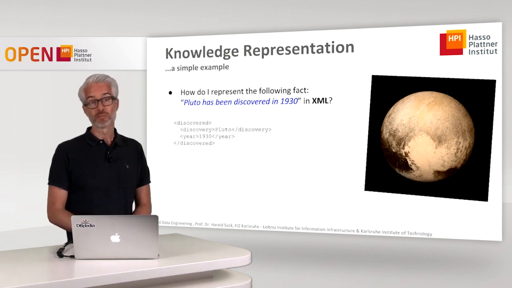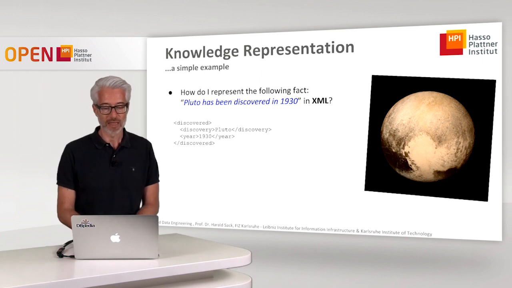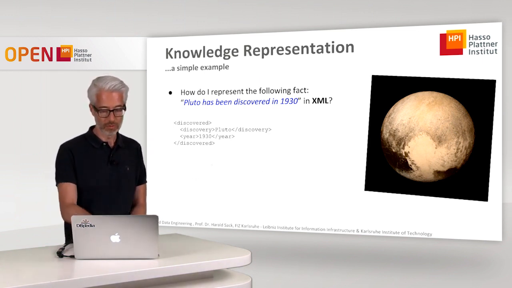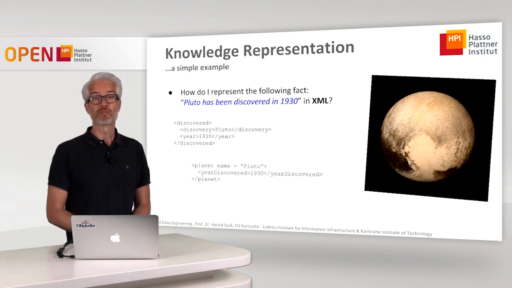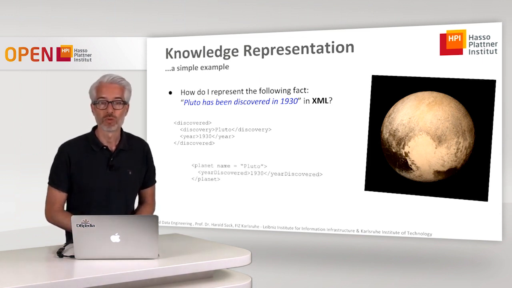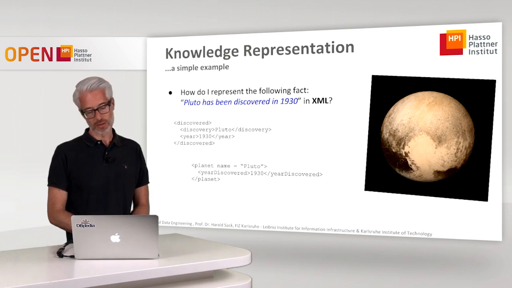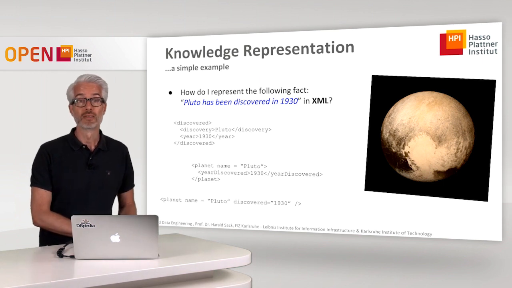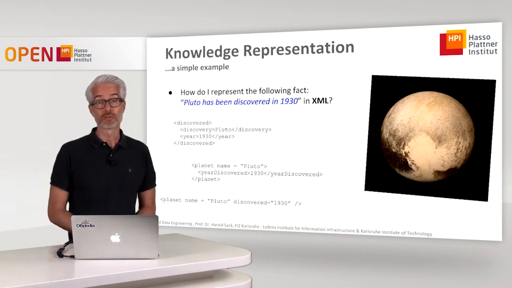So, for example, you could make it much more explicit. Here you define something which has been discovered and you say the discovery is Pluto and the year is 1930. Or you say you have a planet which name has Pluto and then you have a property that you call year discovered and this then has the value 1930. Or the same representation that we had before, the shorter one, planet with two attributes, Pluto and discovered in 1930.